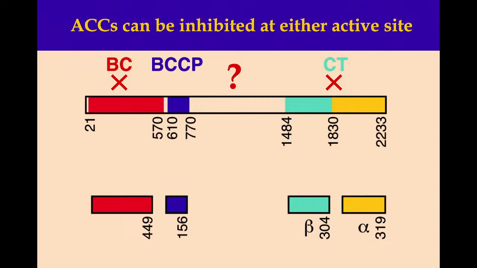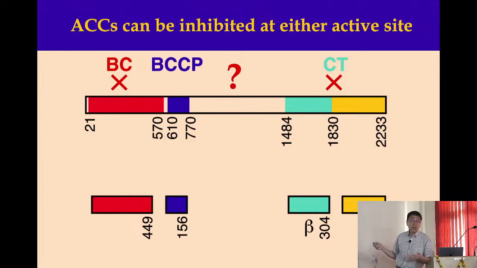I should also mention that if you do a BLAST search for sequence homologs of this region in the database, you find only ACC, nothing else. So sequence analysis doesn't tell you what this part does. It's unique to ACC somehow. It's not found in other systems that could give you some insight as to what this part could be doing.